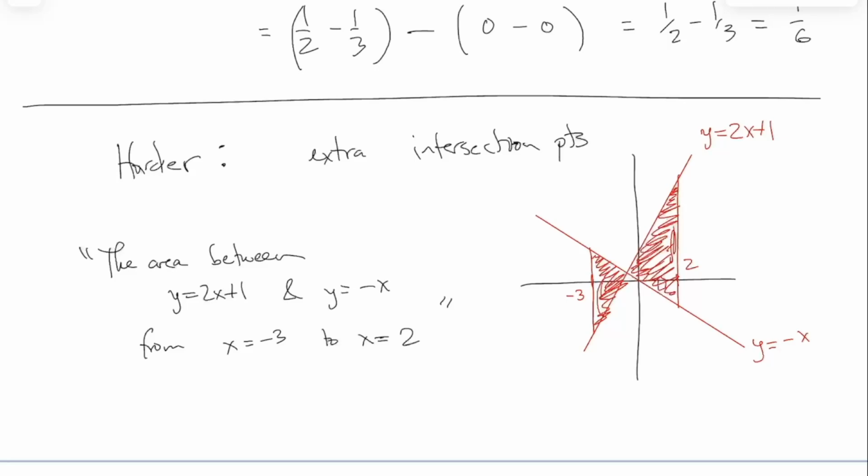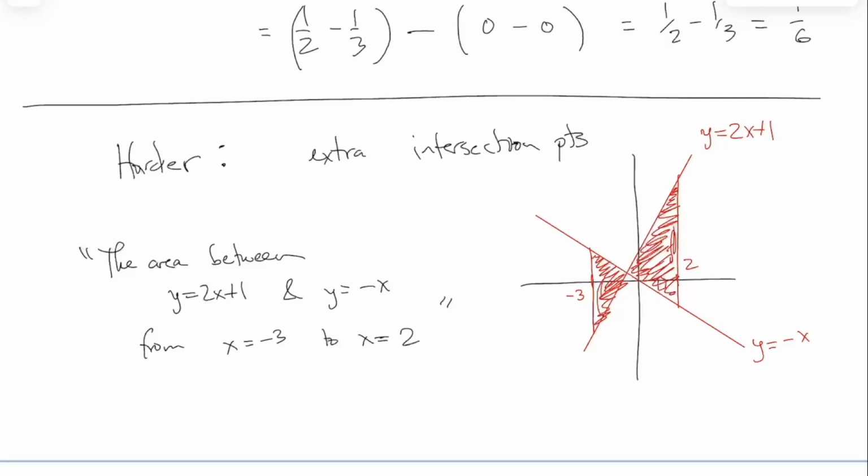What makes this harder is what I said. There is an extra intersection point in the middle, and I didn't tell you where this point is. Which means when you set up the integral, the integral is always supposed to be the bigger one minus the smaller one. But here, on this part, this is the bigger one, but on this part, this is the bigger one. At that intersection point, the bigger and the smaller switch. And so in this case, we have to set this up as two separate integrals.